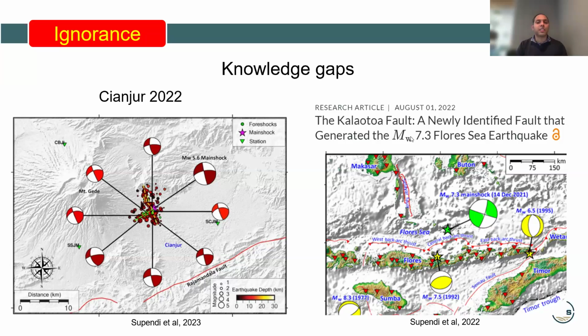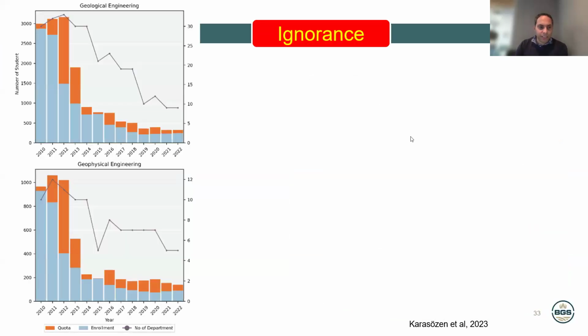And this is knowledge gap. This is where science can really make a big difference in terms of fundamental research. The other type of knowledge gap that I think is more interesting to me is this.